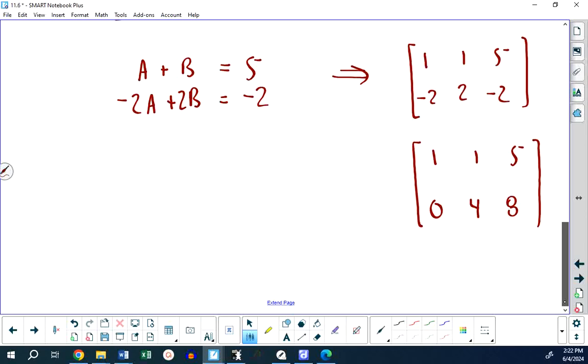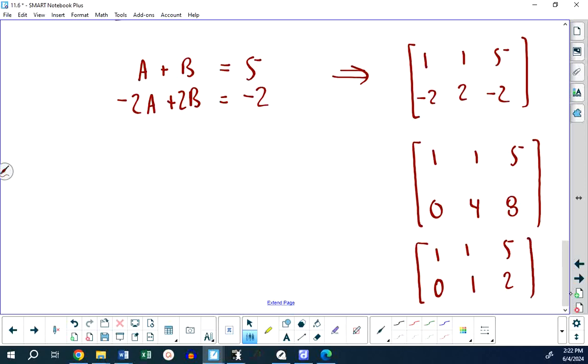I can divide everything in this row by 2. Whoops, I want to double check that. 10 minus 2 is 8, 2 plus 2 is 4, 2 minus 2 is 0. So I get 1, 1, 5, 0, 1, 2. We've already discovered that b is 2 because this bottom row is saying 0a plus 1b equals 2.